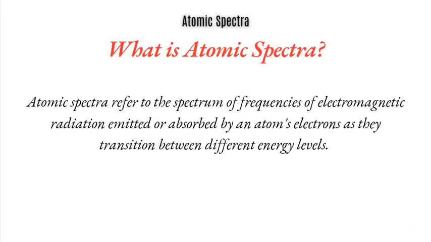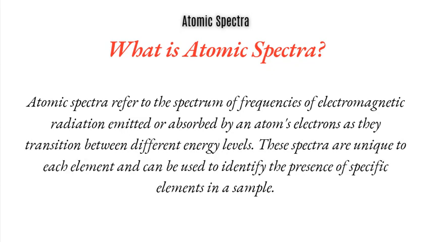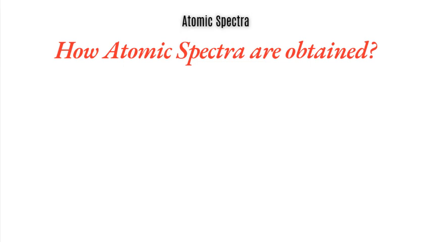Atomic spectra refer to the spectrum of frequencies of electromagnetic radiation emitted or absorbed by an atom's electrons as they transition between different energy levels. These spectra are unique to each element and can be used to identify the presence of specific elements in a sample. How is atomic spectra obtained?